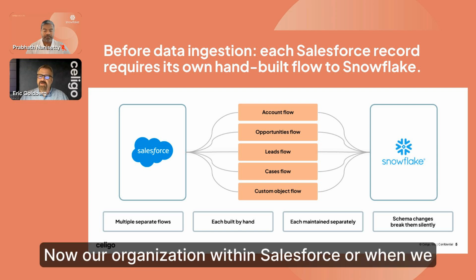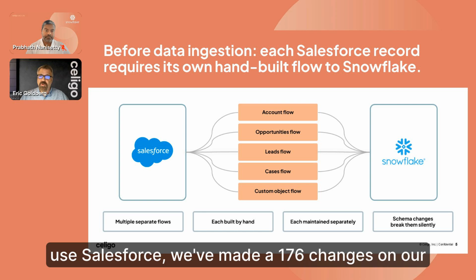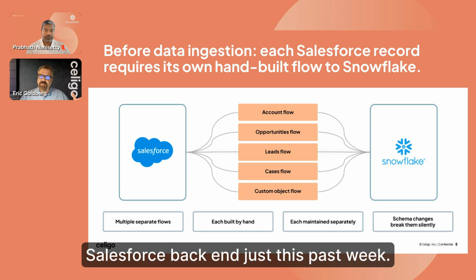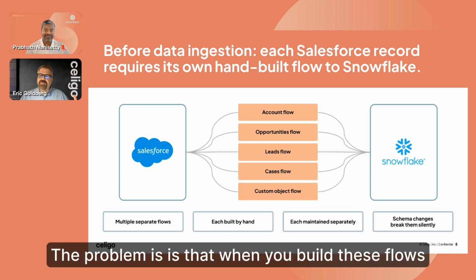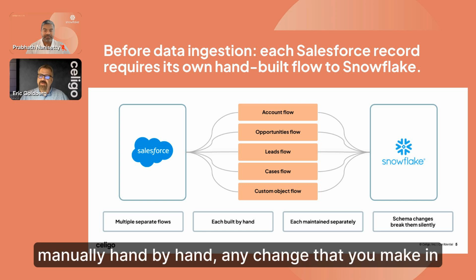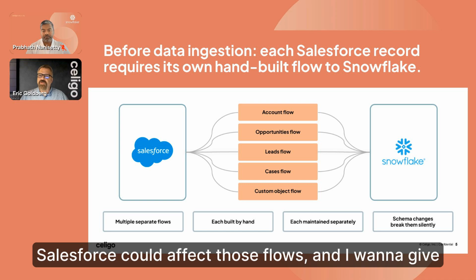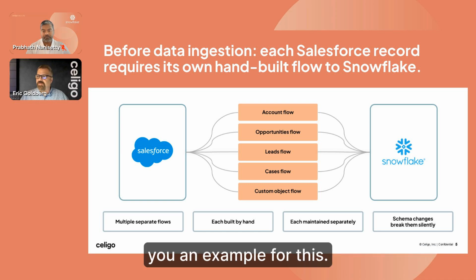Now, in our organization, when we use Salesforce, we've made 176 changes on our Salesforce backend just this past week. The problem is that when you build these flows manually, hand by hand, any change that you make in Salesforce could affect those flows. And I want to give you an example for this.